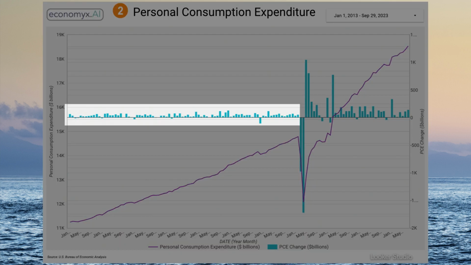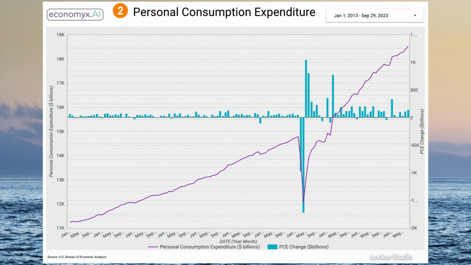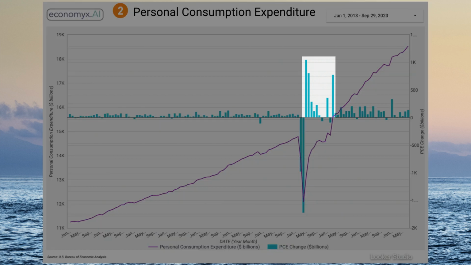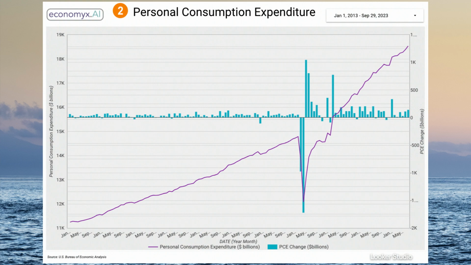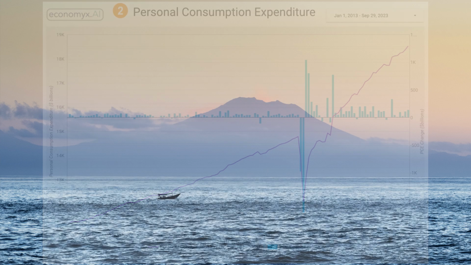From Jan 2013 all the way to Feb 2020, PCE shows a very stable, predictable pattern of modest increases. Then in March and April 2020, there's a massive drop in consumer spending. This is understandable, as lockdowns and fear of COVID and job security kept people from spending. Service-related items like restaurants and travel were hardest hit. Then from May 2020 to March 2021, consumer spending came roaring back with much bigger than normal monthly increases.